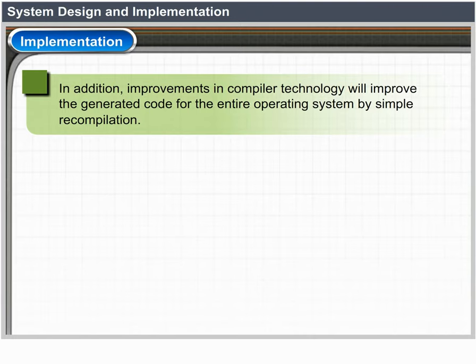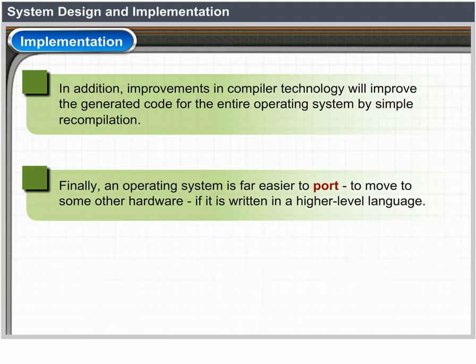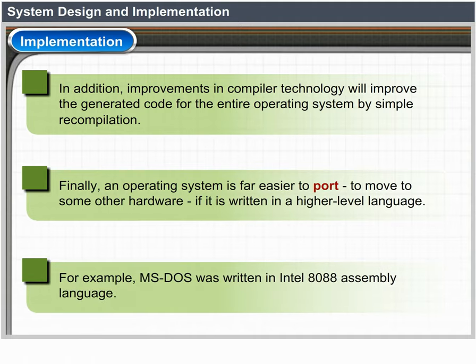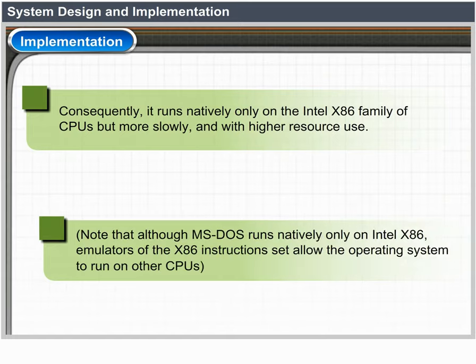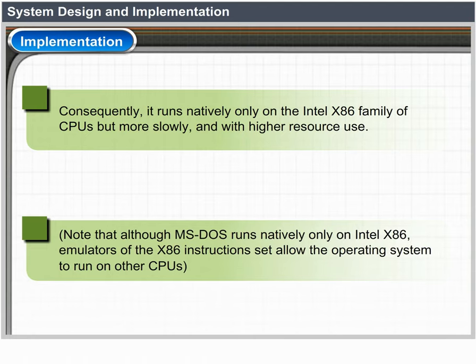Finally, an operating system is far easier to port, to move to some other hardware, if it is written in a higher level language. For example, MS-DOS was written in Intel 8088 assembly language. Consequently, it runs natively only on the Intel x86 family of CPUs. Note that although MS-DOS runs natively only on Intel x86, emulators of the x86 instruction set allow the operating system to run on other CPUs, but more slowly and with higher resource use.